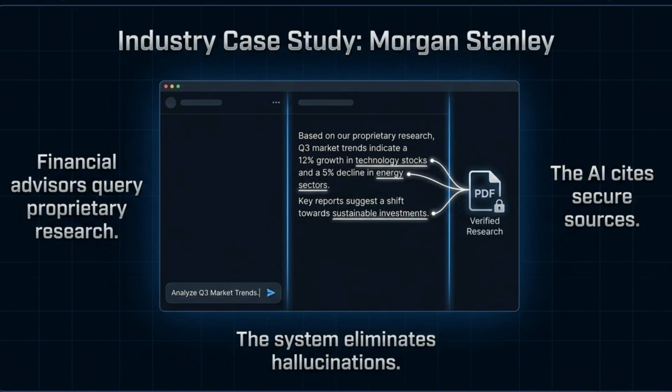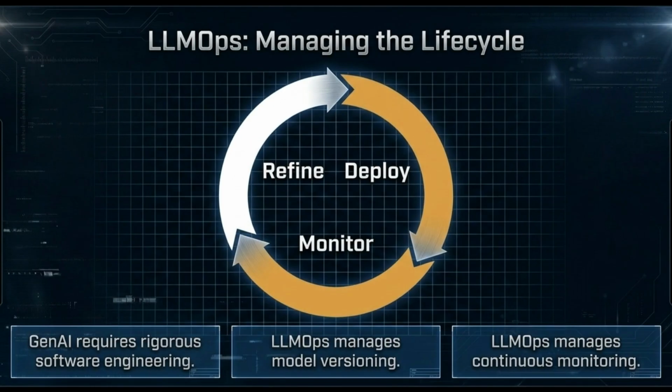A practical industry example is Morgan Stanley's use of RAG. By allowing financial advisors to query proprietary, verified research, the system provides AI-cited, evidence-based answers, effectively eliminating hallucinations in a secure environment. LLMOps focuses on managing the entire model lifecycle.